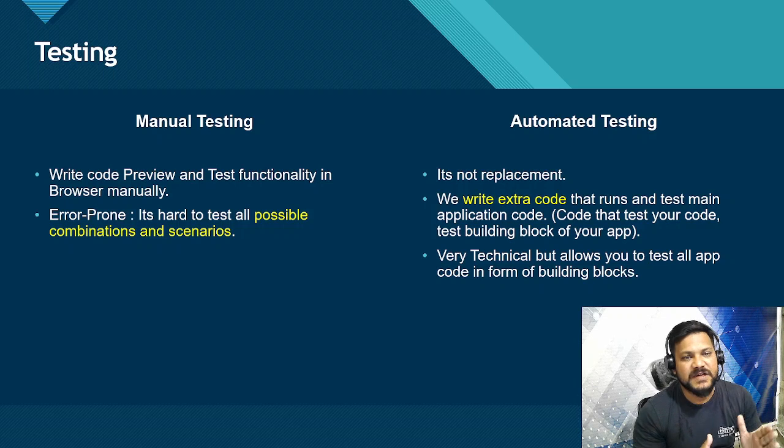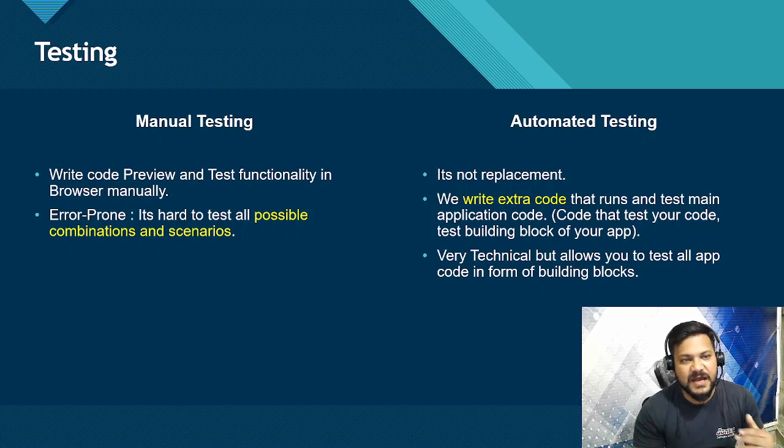We have manual testing and we have automated testing. Manual testing is basically writing code, previewing, and testing functionality in the browser, right? When we write some code, we manually run the website and test the code changes. But there is a problem. It's hard to test all the possible combinations and scenarios because on a website we cannot test every line of code. We cannot test all possible scenarios. So this is the disadvantage of manual testing.